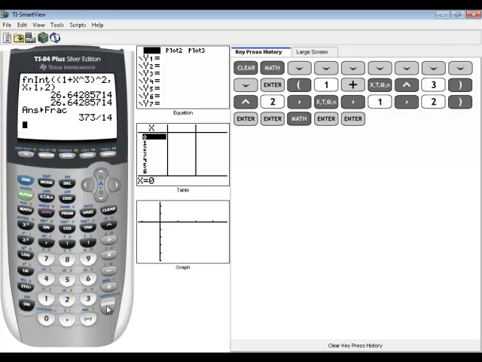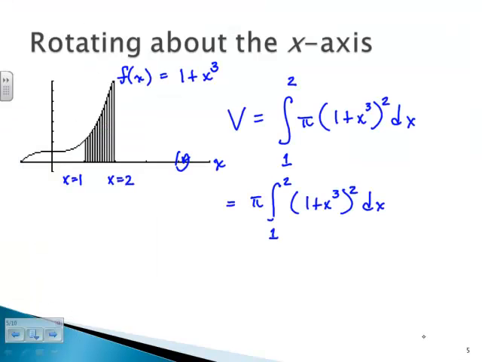Now remember, we have to take this answer and multiply it by pi. So from the calculator, we have 373/14, and we're going to multiply that by pi. This gives us a final volume of 373 pi over 14.